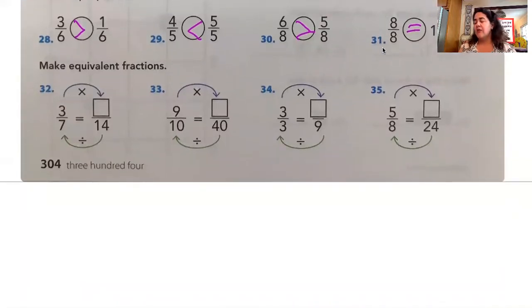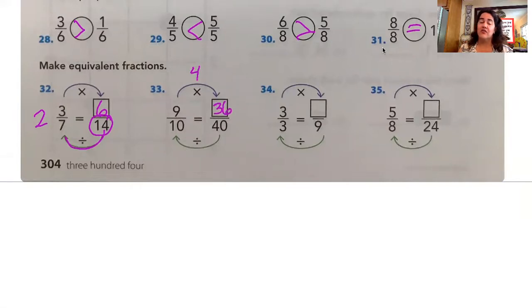All right, we are doing the backward C starting at 14. 14 divided by 7 gives us 2. 2 times 3 gives us 6. Excellent, keep moving. 40 divided by 10 is 4. 9 times 4 is 36.